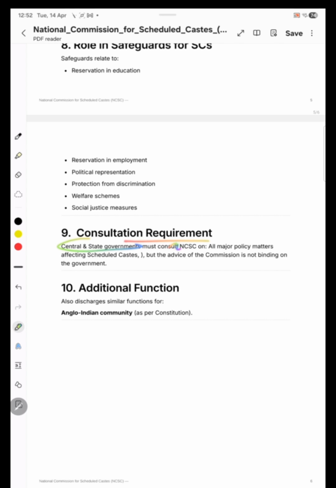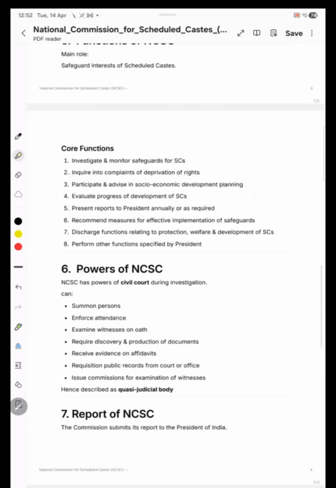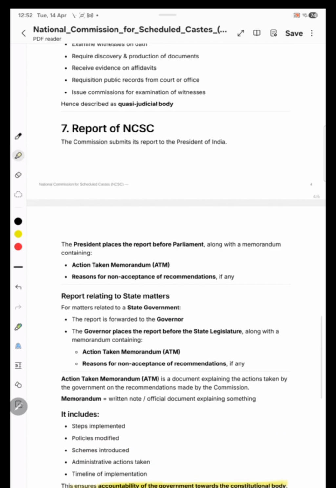So central and state governments must consult this commission on all major policy matters affecting the scheduled caste. So whatever major policy matters are there affecting the scheduled caste, both central and state governments must consult the National Commission for Scheduled Caste, but the advice of the commission is not binding on the government. So just remember, the advice is not binding. So this means it's an advisory body. It's a constitutional body, quasi-judicial body, and it's an advisory body, right? And also it's important to note that this commission handles similar functions for the Anglo-Indian community, okay, as per the constitution.